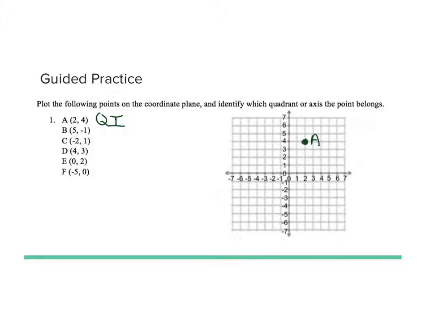Five, negative 1. 5, negative 1 is over to the right 5. 1, 2, 3, 4, 5, and down 1. So you've got to be careful here because it's right underneath that 5. So we're going to put it right here. This is point B, and this is in quadrant 4.